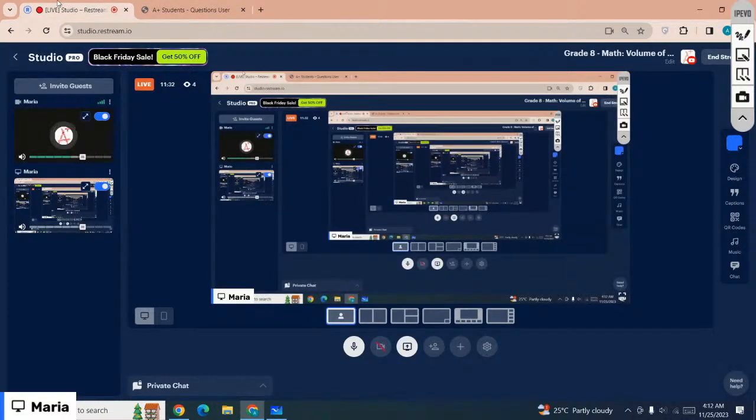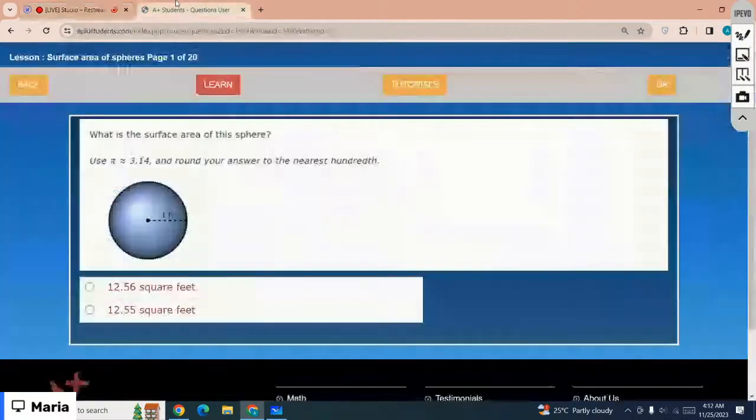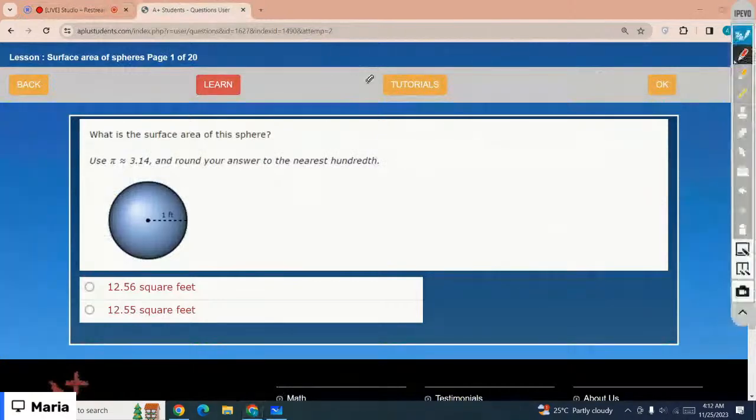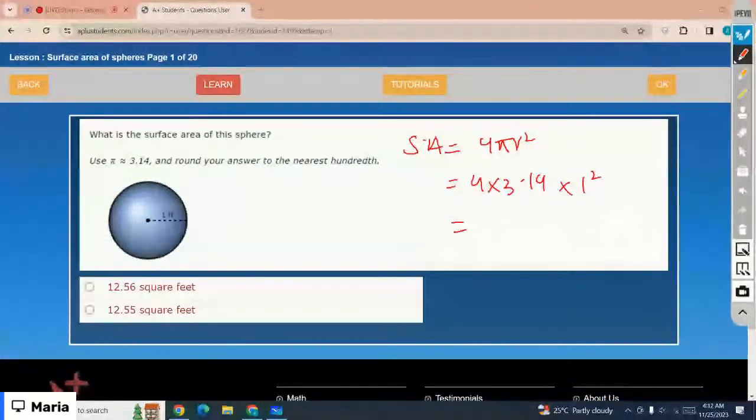What is the surface area of the sphere? So we have to calculate the surface area. The formula to calculate the surface area of a sphere is 4 pi r square, right? Let's just put in the values, 4 times 3.14 times 1 square, right? So the correct option is 12.56 square feet. Option number 1 is the correct option, that is 12.56 square feet, right?